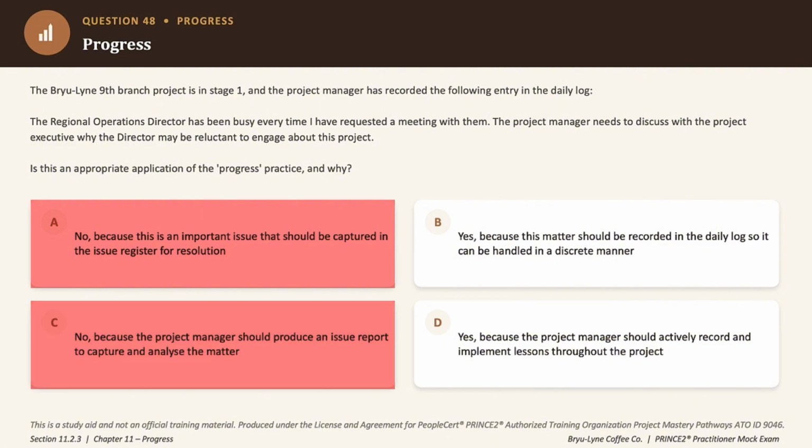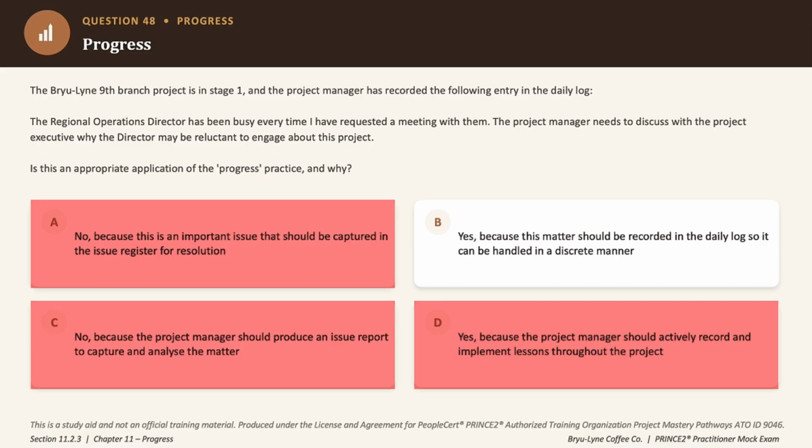So eliminated. Option D says yes, but justifies it as actively recording and implementing lessons learned, which really misses the point, right? This isn't a lessons learned yet. It's a sensitive observation needing discreet handling. So an incorrect answer choice. Now option B says yes, this belongs in the daily log so that it can be handled discreetly, and that's exactly what distinguishes an informal issue from a formal one. Okay, no open access is required and needs to be handled discreetly. So the correct answer is option B.